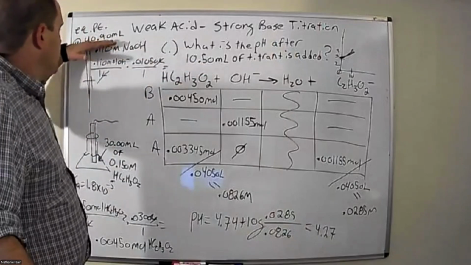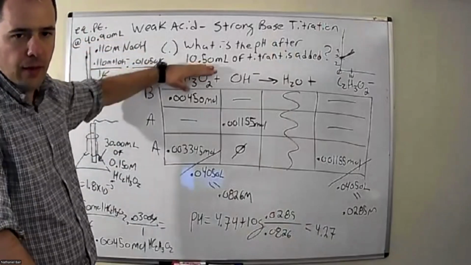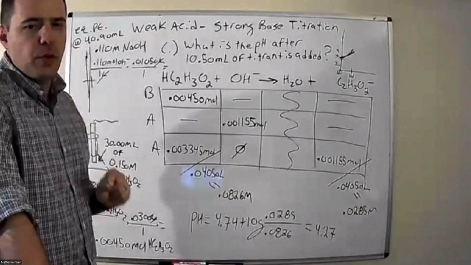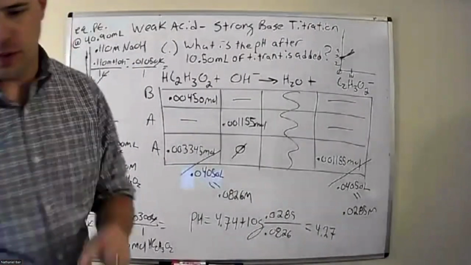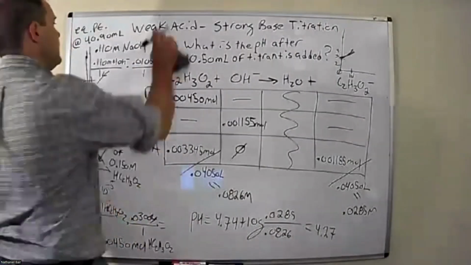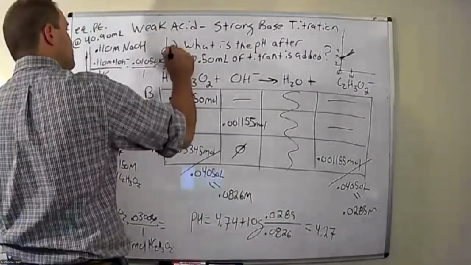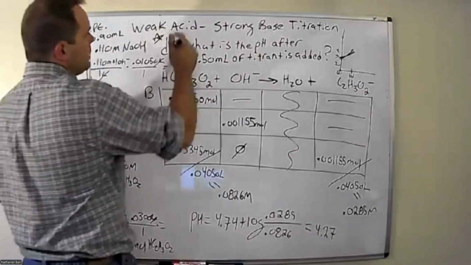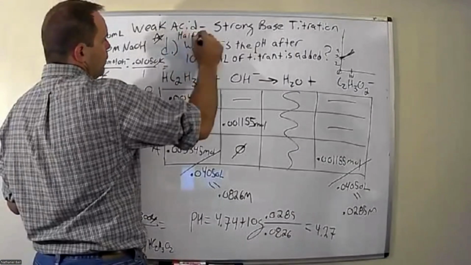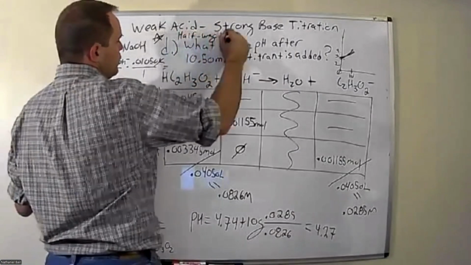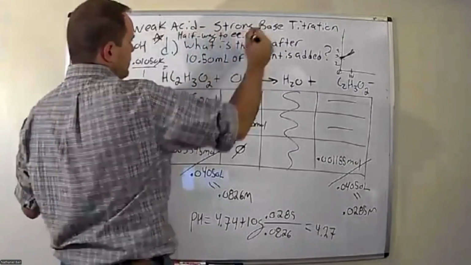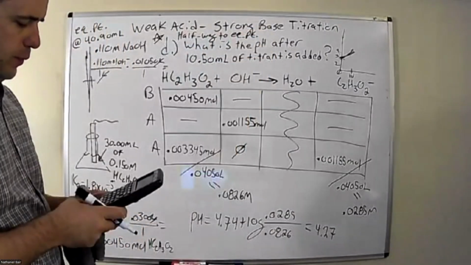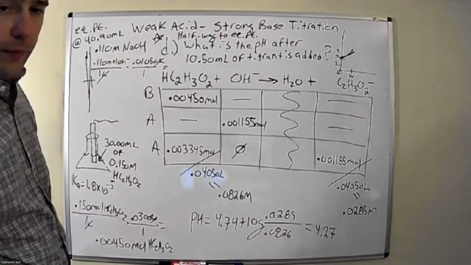Takes 40.9 mils to get to the equivalence point. We're at 10.5. I want to do a very special point. The next point is going to be halfway to the equivalence point. So point D, I want you to put a star here, and you're going to see why this is so special. This is the halfway to the equivalence point. So the equivalence point is at 40.9 mils, right? So if we do 40.9 divided by 2, that's 20.45 mils.